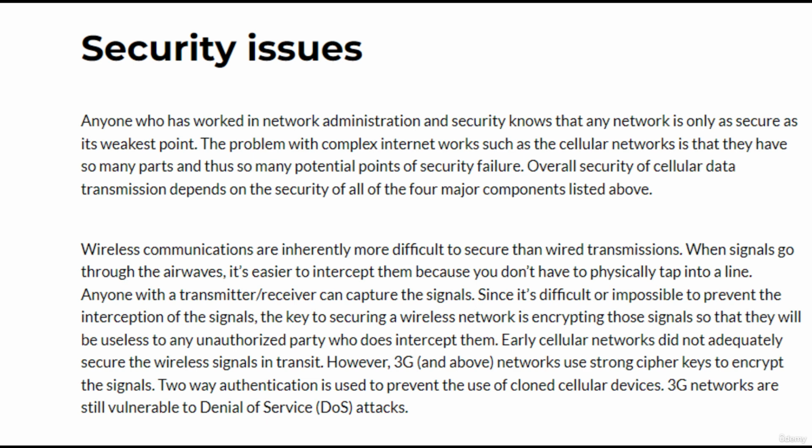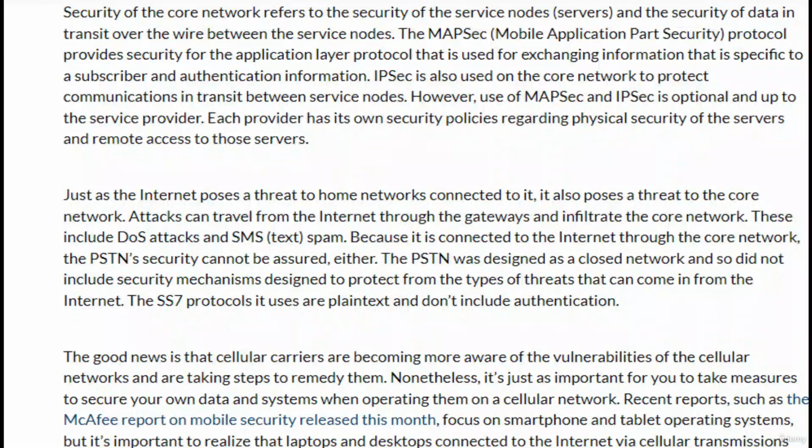Early cellular networks did not adequately secure the wireless signals in transit. However, 3G and above networks use strong, longer keys to encrypt the signals. Two-way authentication is used there. Security of the core network refers to the security of the service nodes, the servers, and the security of data in transit over the wire between the service nodes.